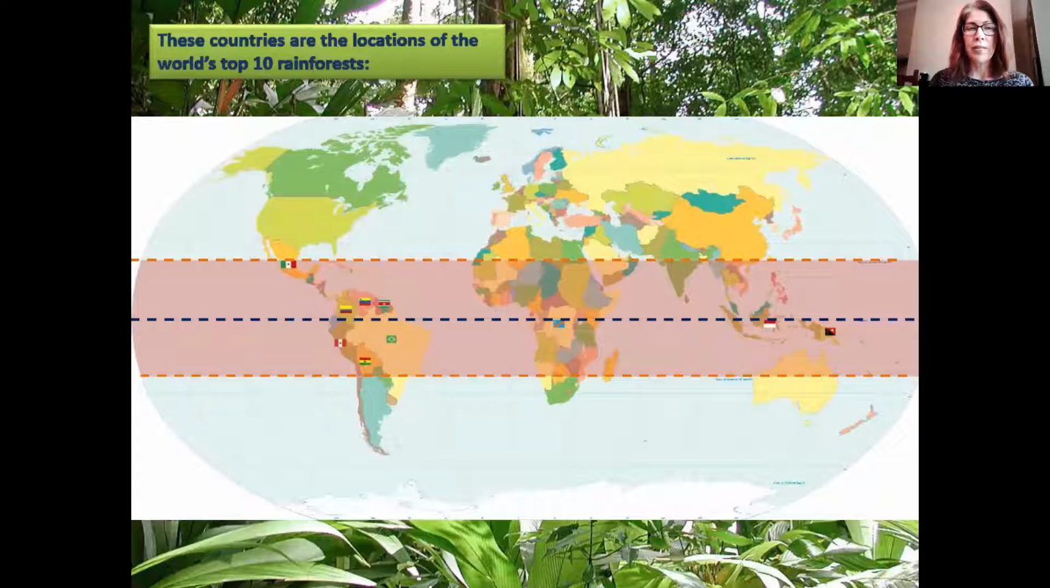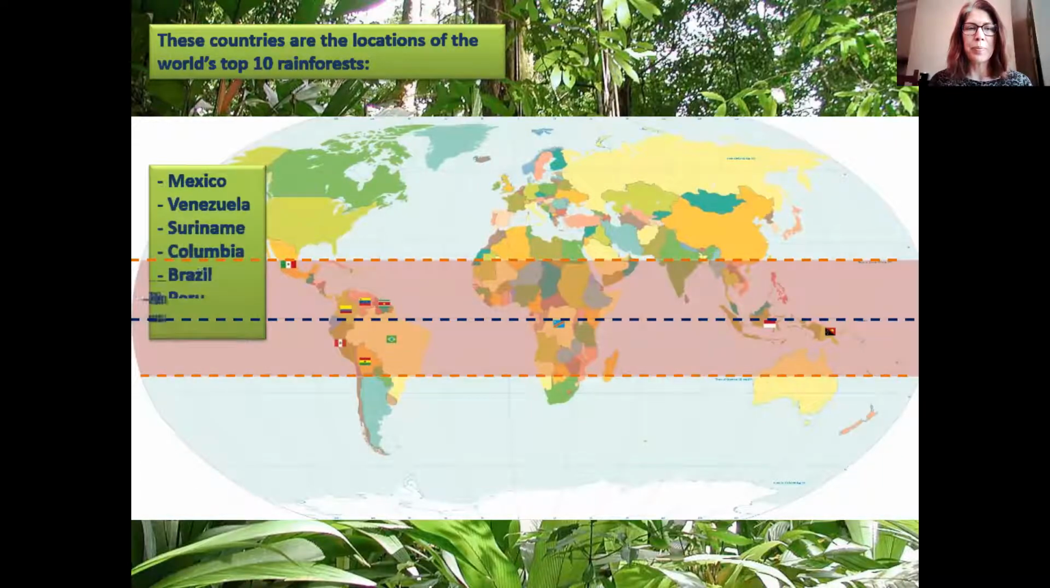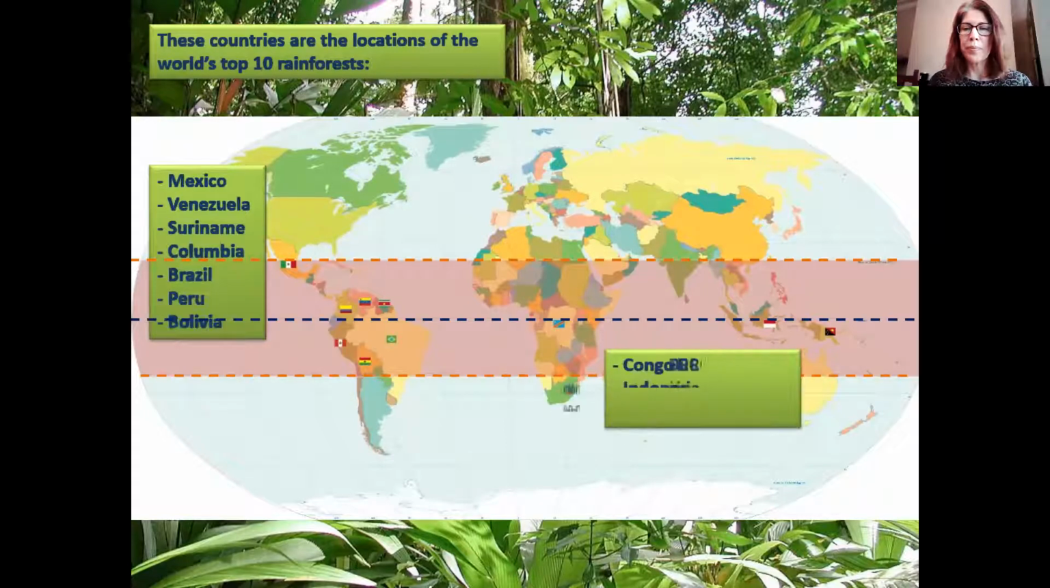So here we have the countries where the world's top 10 rainforests are. Now you might have an atlas at home and you can really begin to explore these maps. It's always great fun having a look at maps. But what we're going to really focus on is this area, South America. Now in South America, you're going to find the Amazon rainforest, but you're also going to find Brazil, Argentina, and Chile. So it's a really important place for us in Year 4.